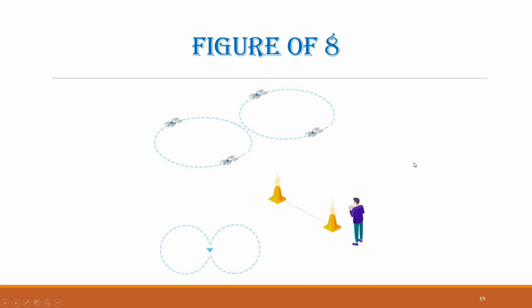Figure of 8. The figure of 8 builds directly upon the skills learned in the Lazy 8, but requires more precise and continuous control of the rudder. You can imagine this movement as flying around two adjacent clock faces, each with a cone marking its center. On one side, the 3 o'clock position is closest to the central cone, while on the other side, the 9 o'clock position aligns similarly.